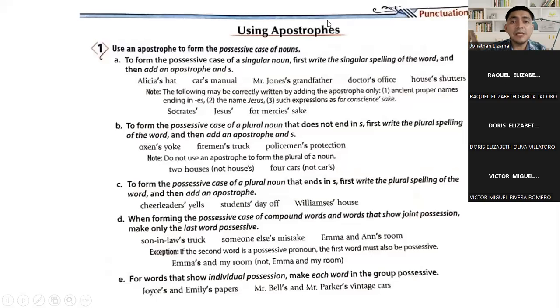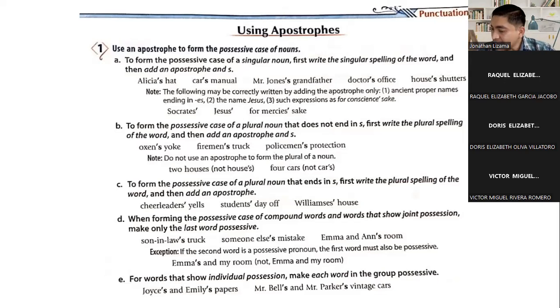In this one, let me see, apostrophes. El apóstrofe, ¿verdad? Esto es algo que ustedes han estudiado desde que empezaron, pero lo vamos a ver un poquito más a profundidad ahorita. Use an apostrophe to form the possessive case of nouns. El apóstrofe, grábense esto en la mente. Todo sustantivo que se le agregue un apóstrofe y su S, o la S y el apóstrofe, se va a convertir en un adjetivo.